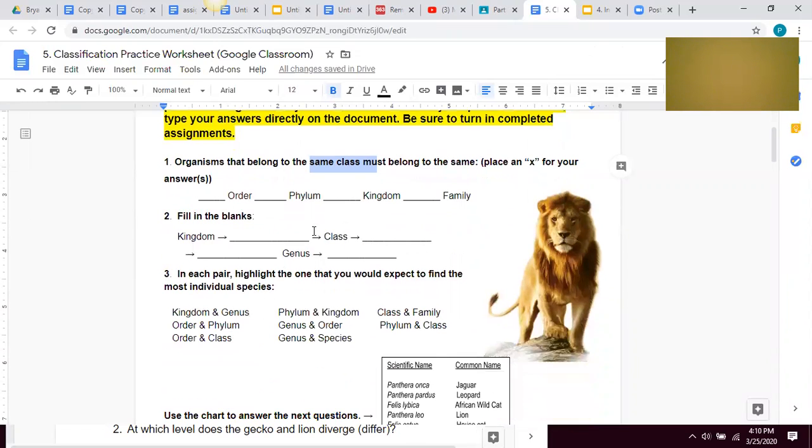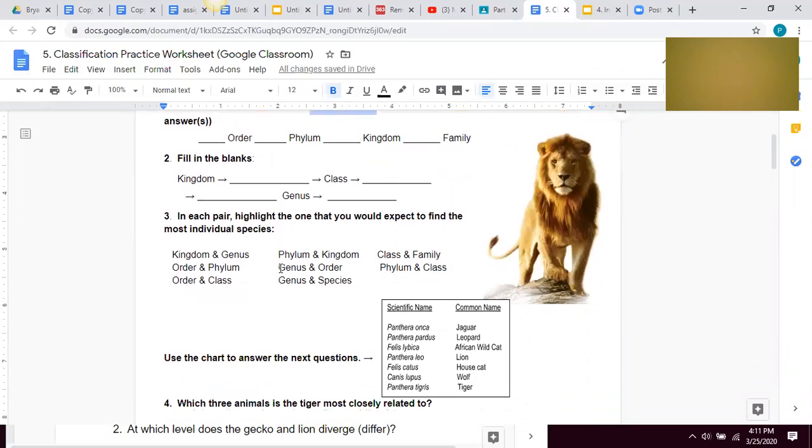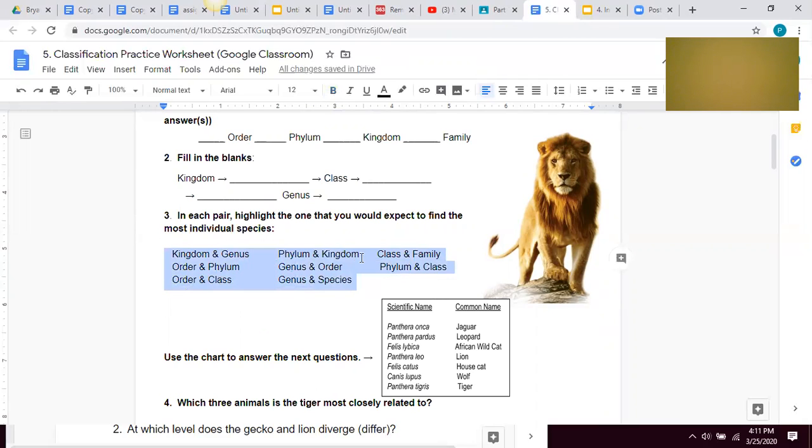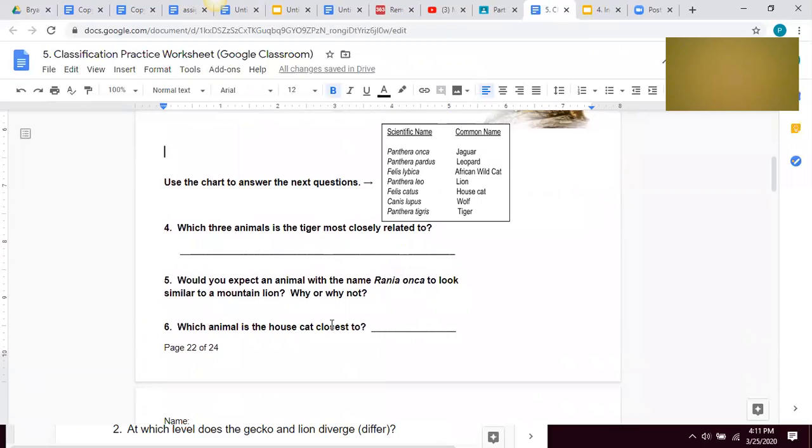Number 2 is pretty easy too, because you're just filling in kingdom, phylum, class, right? Number 3, if we're looking for individual species, you have to remember how we name an individual species. So look at scientific names, and I would just highlight which one of these pairs is the correct answer here. So there's only 1. And then on number 4, 5, and 6, you have to use this chart.